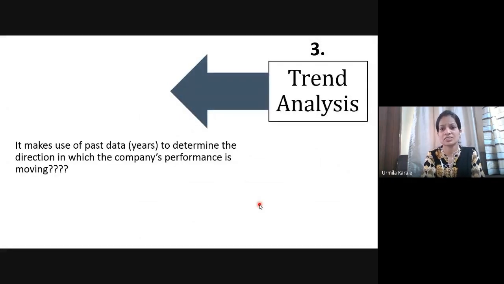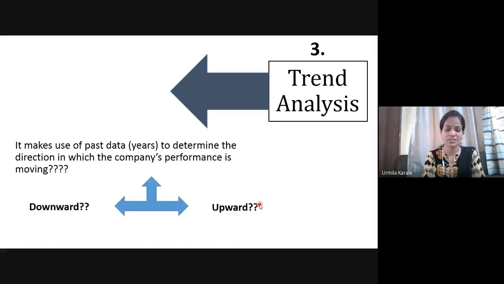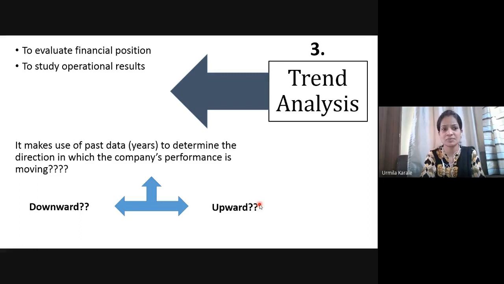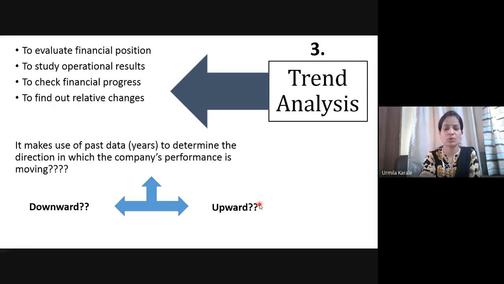Now next you can see trend analysis. We have seen how trend analysis helps you find out whether there is an upward or downward change. In sales and profits, we want an upward change, whereas when we talk about cost, we want a downward change, but sometimes it happens exactly opposite, right? So trend analysis is going to help you evaluate the condition, study the operational results, and comment on how the progress has taken place over a period of time.